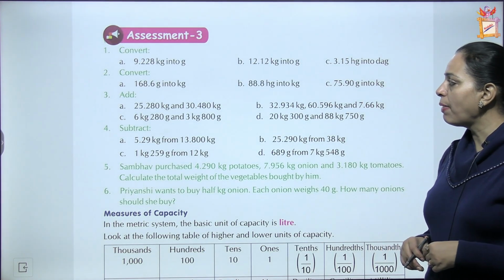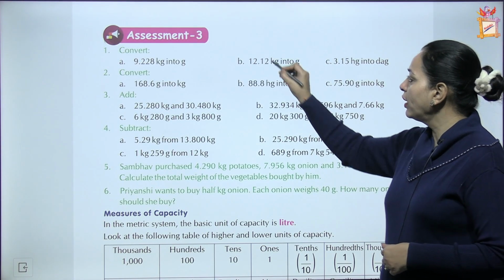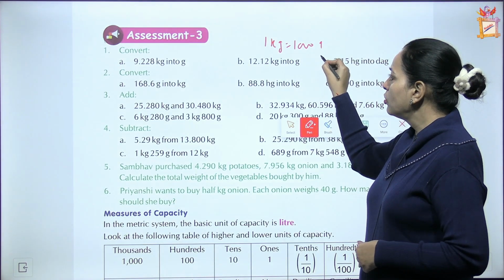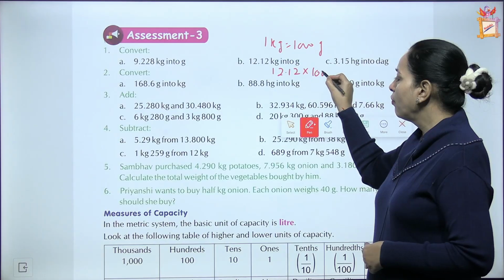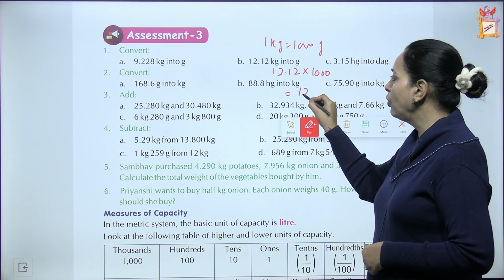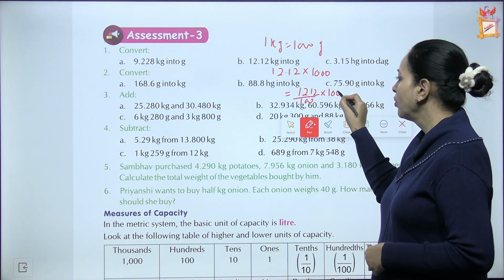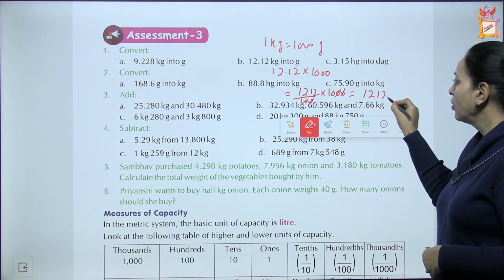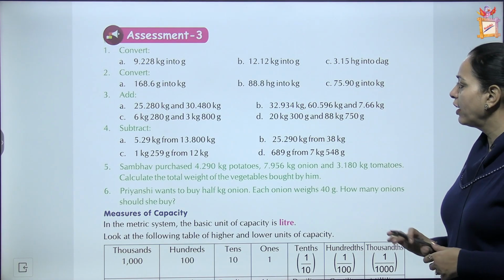Now assessment 3, question number 1, convert. So here B part, 12.12 kg into gram. So 1 kg equals 1000 gram. So 12.12 multiplied by 1000. So what will you get? This much. This is the gram. Okay. Similarly, you can try remaining parts.